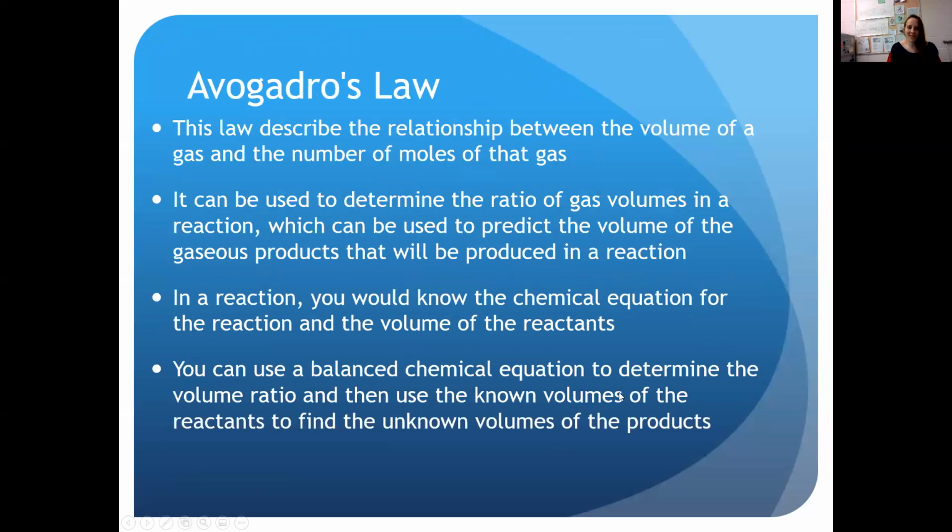Avogadro's law describes the relationship between the volume of a gas and the number of moles of that gas. So you will have to think back to the chemistry unit of science last year where we talked about moles. It can be used to determine the ratio of gas volumes in a reaction, which you can then use to predict the volume of a product that is going to be produced. In this case, you would need to know the chemical equation for the reaction and the volume of the reactants. You then balance the chemical equation to determine the ratio that you're using and go from there.